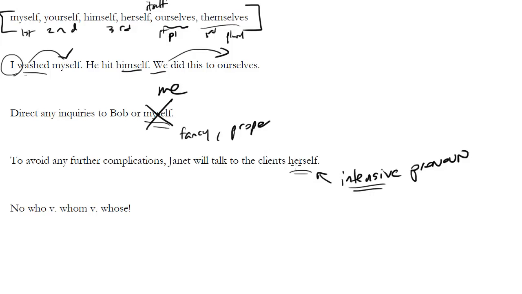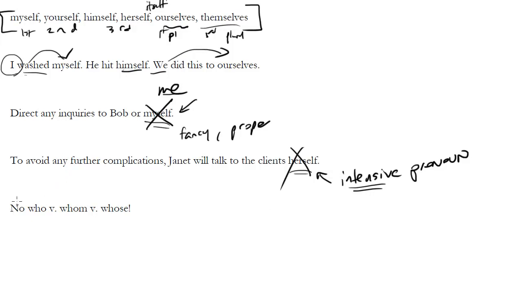So this would be a correct usage of the reflexive, so you would not want to indicate that this was wrong. So the place where it's going to be wrong is when another pronoun like me would be more appropriate. Notice I could eliminate the herself and nothing is wrong, right? Janet will talk to the clients. Fine. Janet will talk to the clients herself. Fine. Different emphasis, but both okay.